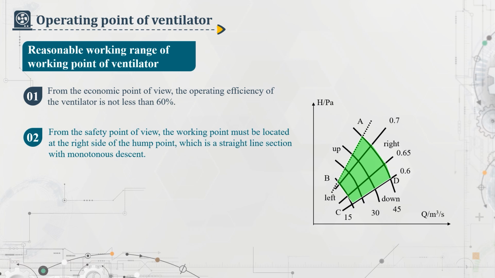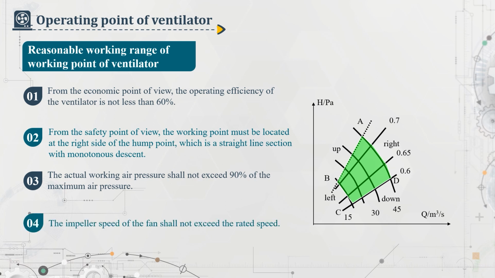2. From the safety point of view, the working point must be located at the right side of the hump point, which is a straight line section with a monotonous descent. 3. The actual working air pressure shall not exceed 90% of the maximum air pressure. 4. The impeller speed of the fan shall not exceed the rated speed.